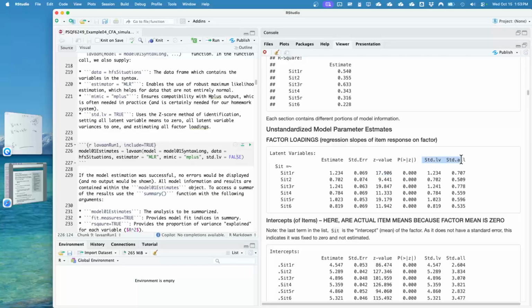Then we get two columns, std.lv and std.all. And this is where the distinction comes into play. std.lv would standardize the factor for us and give us the value of the factor loadings if the factor itself were standardized, meaning the factor had a mean of 0 and a variance of 1. But you'll note these numbers are identical to the estimates. And that is because we told it to do that. So std.lv is the model that we just ran. Does that make sense?